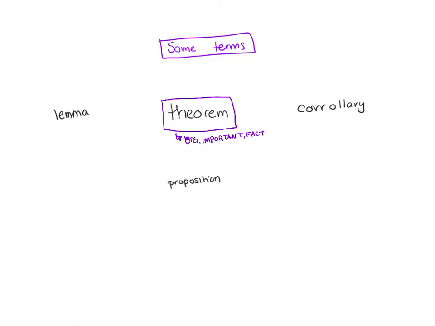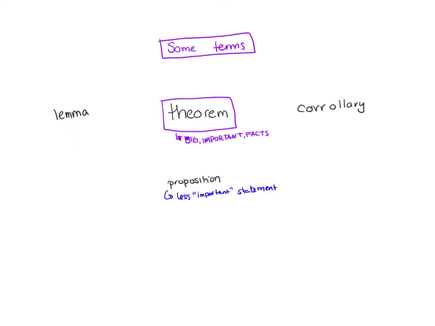So we're going to call a lot of things theorems, but when you have some sort of less important statement that you're proving, that might be called a proposition instead. A proposition is just a statement that's just like a theorem, but maybe not as important as a theorem.